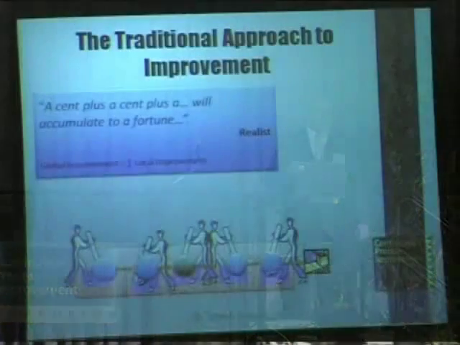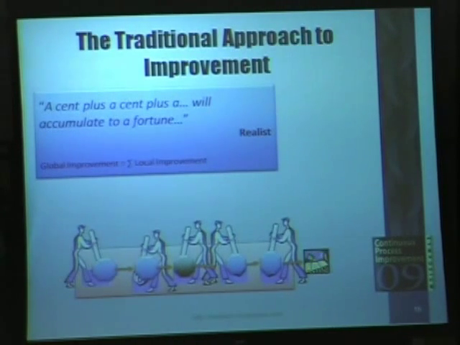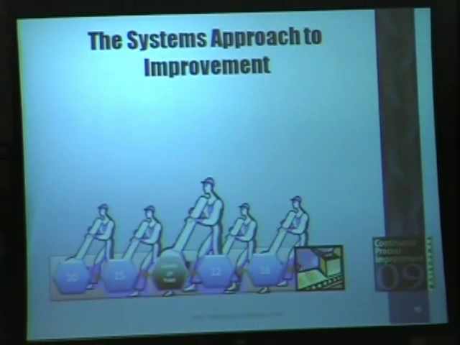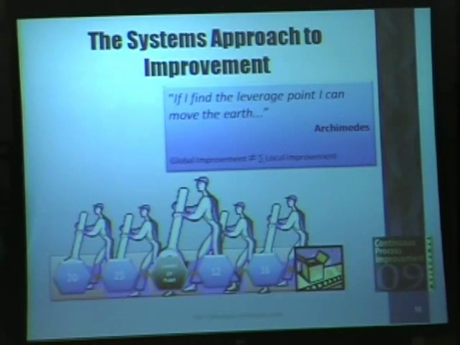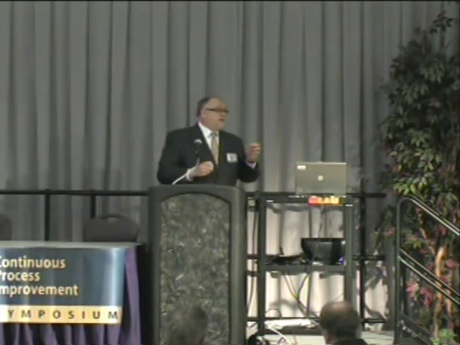Now, the traditional approach is that we focus everywhere. And we say a cent plus a cent plus a cent will improve here, will improve here, will improve here, and eventually all of it will add up and we'll get an improved system. Now, the systems approach says that we need to take the approach of Archimedes, who said, give me a place to stand, if I can find the leverage point, I can move the earth. A bit of a paraphrase. But the idea here is, to improve, we have to focus.